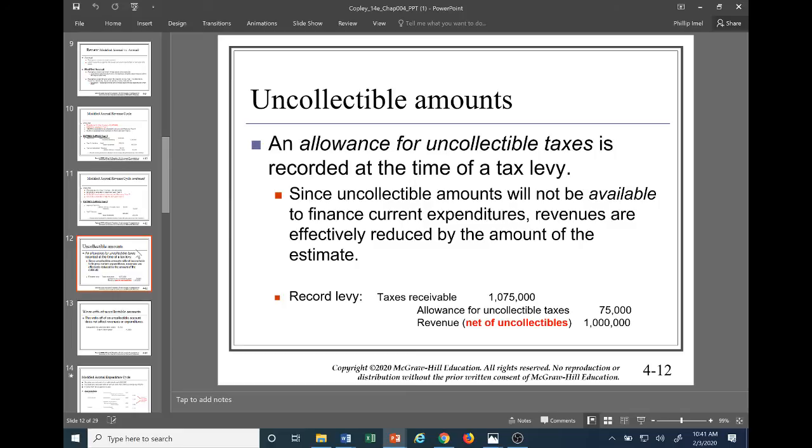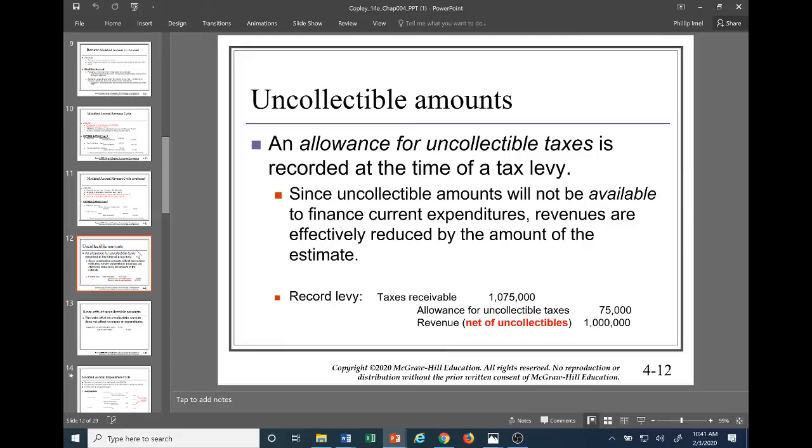So we have to set up an uncollectible account, right, an allowance to account for not being able to collect that. So an allowance for uncollectible taxes is recorded at the time of a tax levy. Since uncollectible amounts will not be available to finance current expenditures, revenues are effectively reduced by the amount of the estimate. So to record the levy, once again, this is just like the original amount: taxes receivable for the entire amount of the levy of $1,075,000, but of the $1,075,000, $75,000 of that is going to be deemed to be uncollectible.